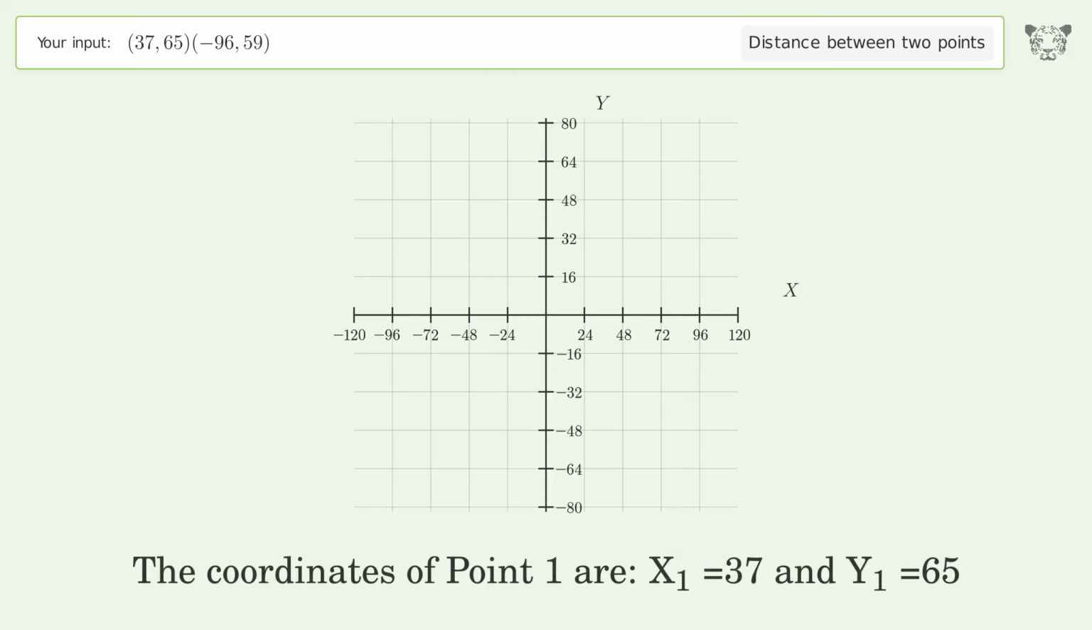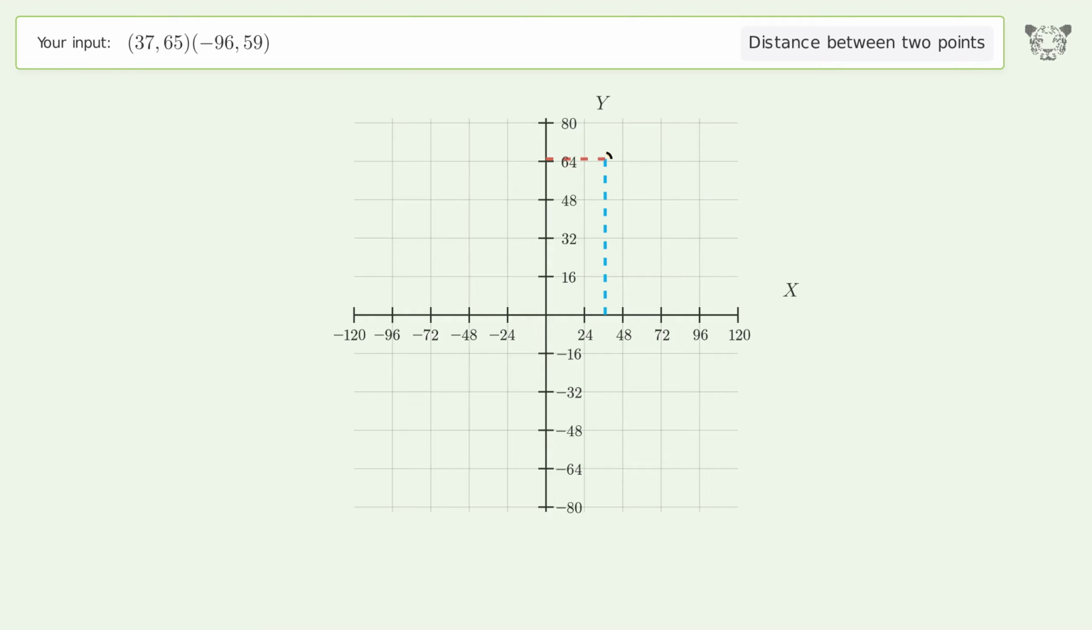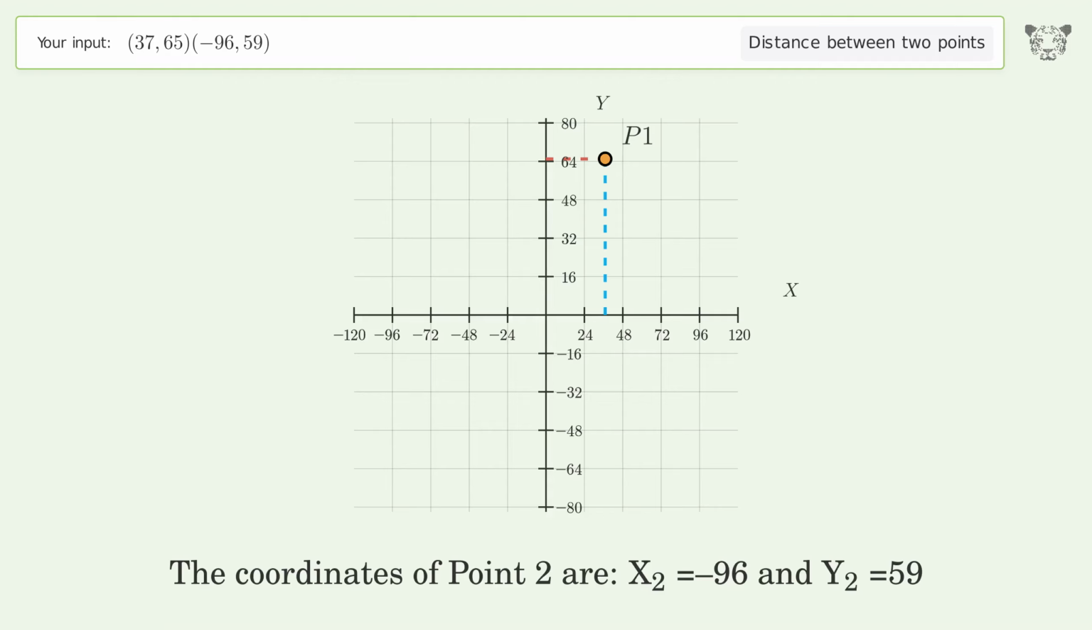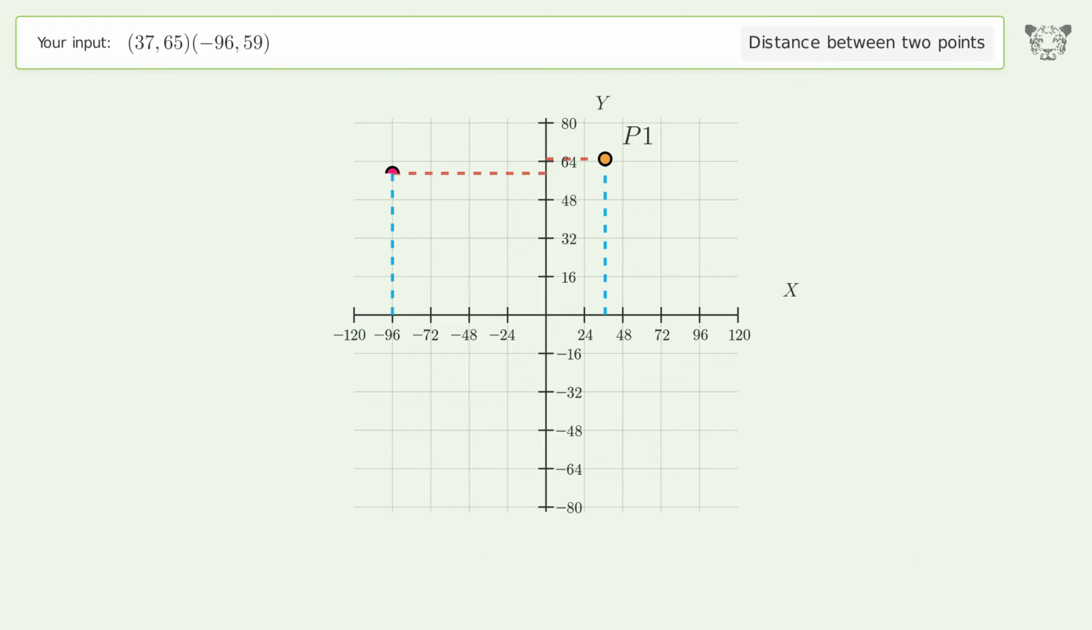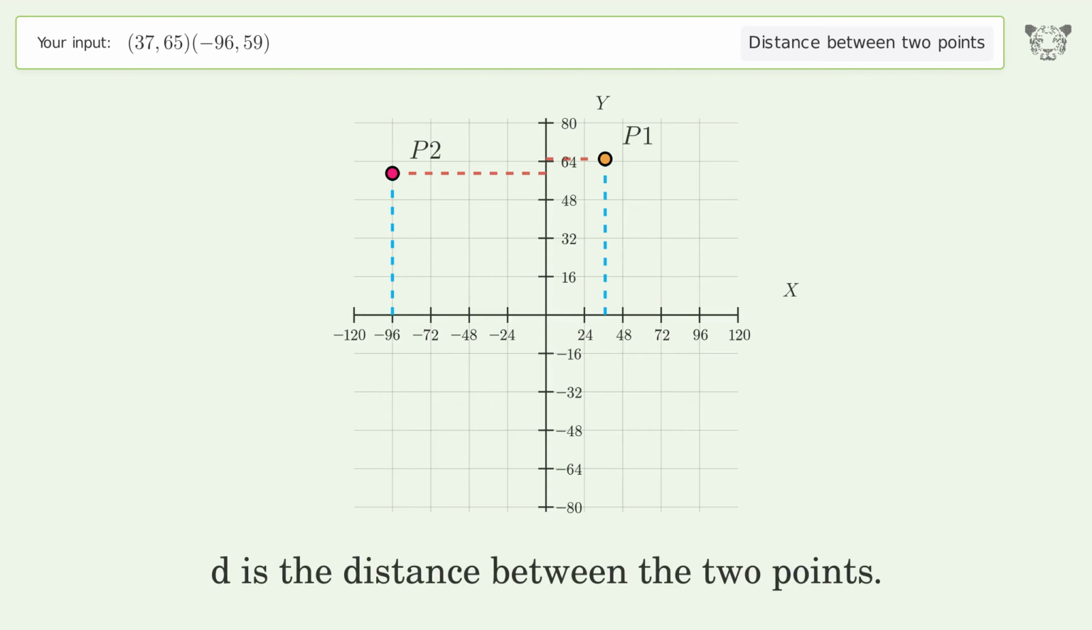The coordinates of point 1 are x1 equals 37 and y1 equals 65. The coordinates of point 2 are x2 equals negative 96 and y2 equals 59. D is the distance between the 2 points.